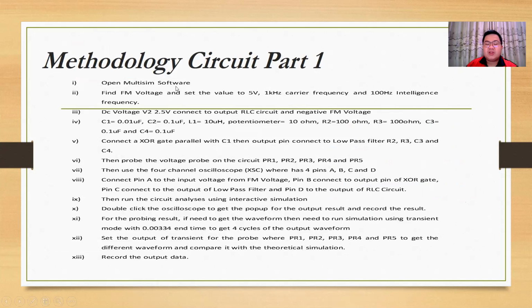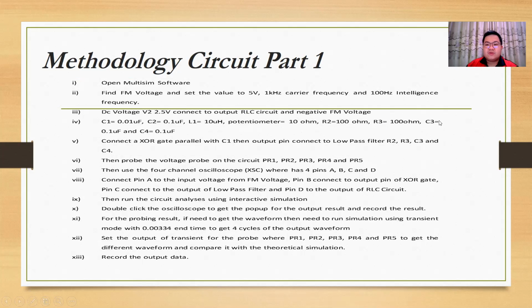Okay, for the methodology, I have two methodologies. This is the first methodology, and these are the steps. Open Multisim software, find the FM voltage and set it to 5 volt, 1 kilohertz carrier frequency and 100 hertz modulating frequency. Then the third one, DC voltage. We need a DC voltage, V2, 2.5 volt, connected to the output of the RLC circuit and the negative of the FM voltage. Next we require a capacitor C1, 0.01 microfarad, C2, 0.1 microfarad, an inductor, 10 microhenry, then a potentiometer, 10 ohm, resistor R2, 100 ohm, R3, 100 ohm.